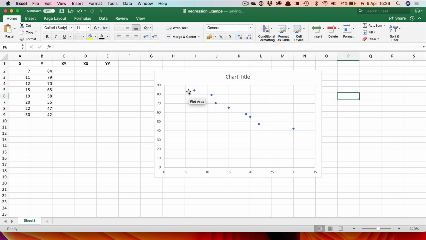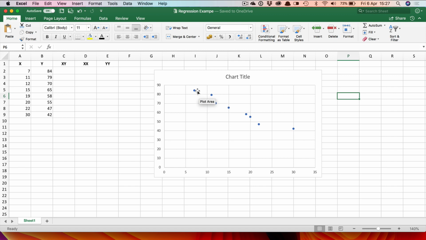Notice that there does appear to be an approximate linear relationship between these two variables. We could draw a straight line here which would be close to most of the points. What regression analysis does of course is find the best line, the line of best fit, between the points. Notice that it appears to be a negative relationship. As X increases, Y decreases, which means the slope of the line should of course be negative.